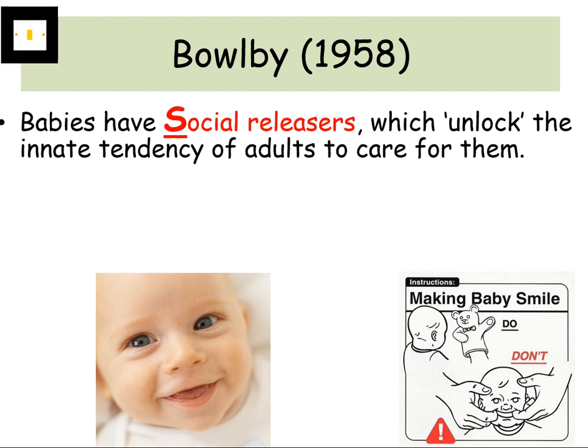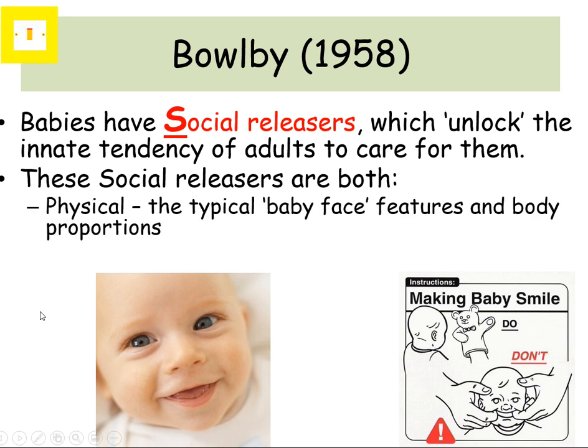Babies have social releases. Right, so social releases are features that unlock an innate tendency of adults to want to care for them. So we've got some social releases here with the eyes, we've got the cute smile and so on. So the social releases could be something physical, so typical baby face features. And if you think about particularly a female and what she does to make herself look attractive, she emphasizes her eyes and her smile. She wouldn't emphasize features like a nose because they don't elicit caregiving. So you want to emphasize features because it's like an inbuilt thing in humans that we respond to certain features. And the evolutionary theory suggests that we respond more favourably to baby face features and body proportions.